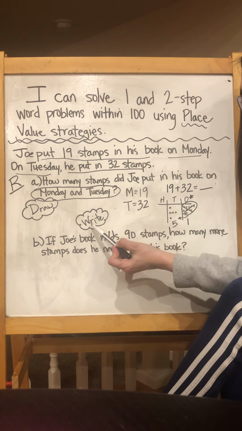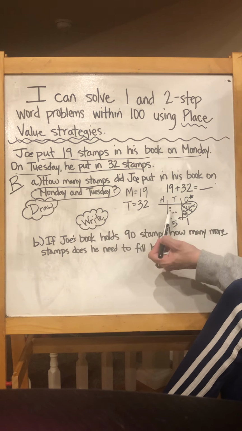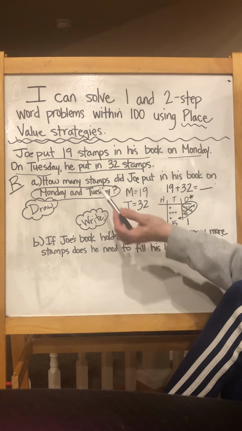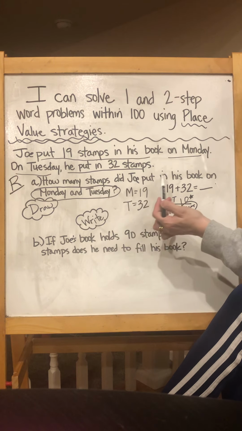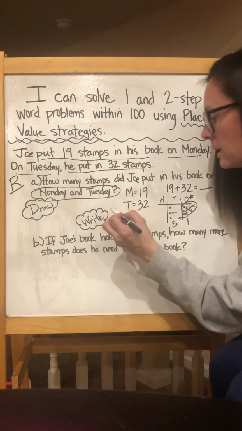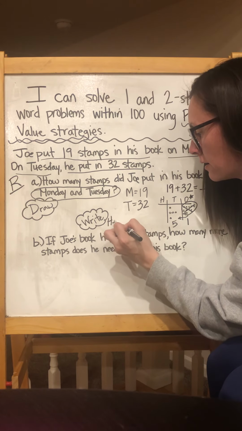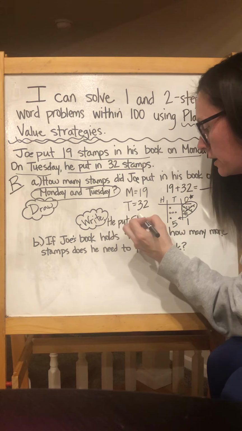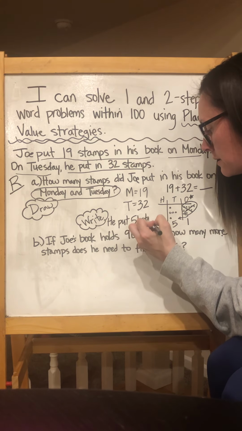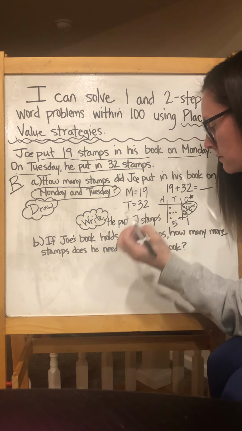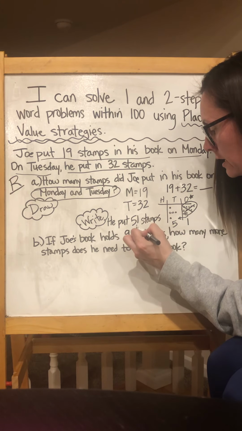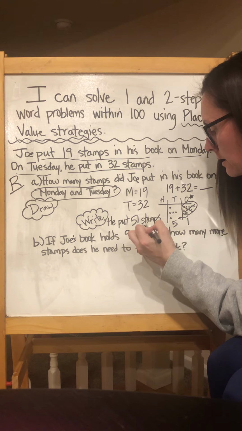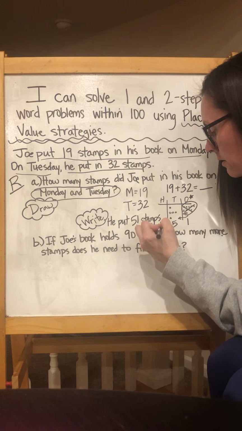Now I need to write. I did my reading, I did my drawing. Now I'm going to write. How many stamps did Joe put in his book on Monday and Tuesday? He put 51 stamps. I'm running out of room, sorry, in his book, period.